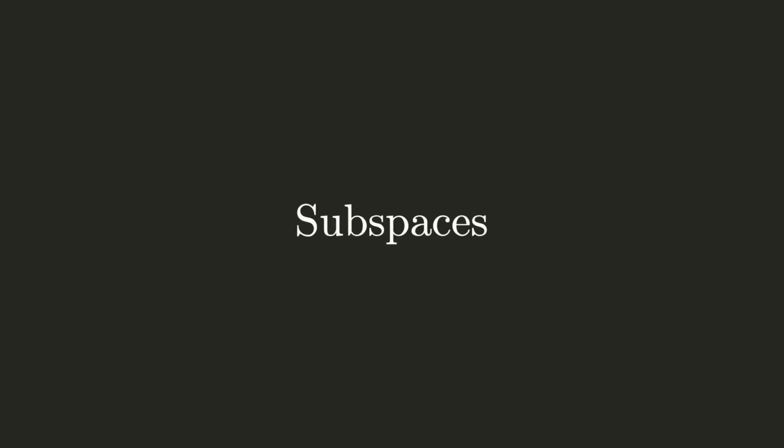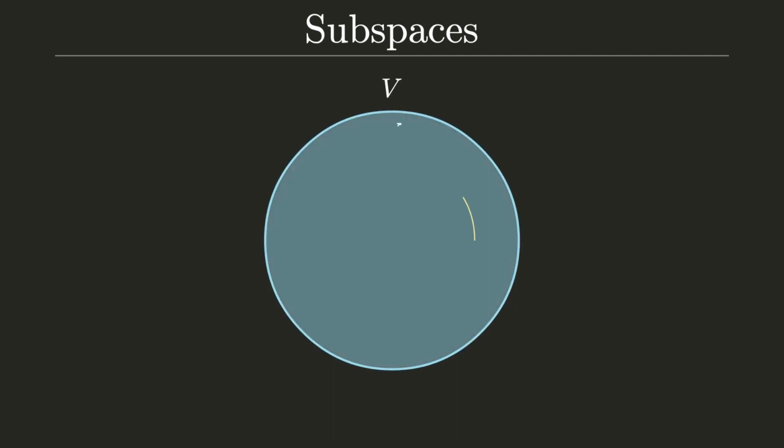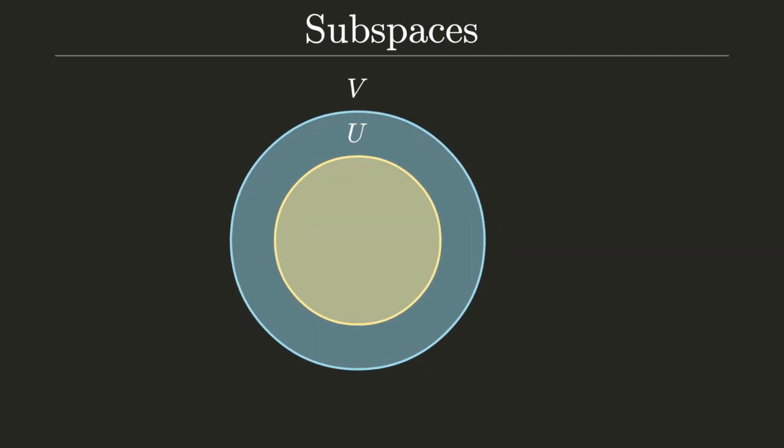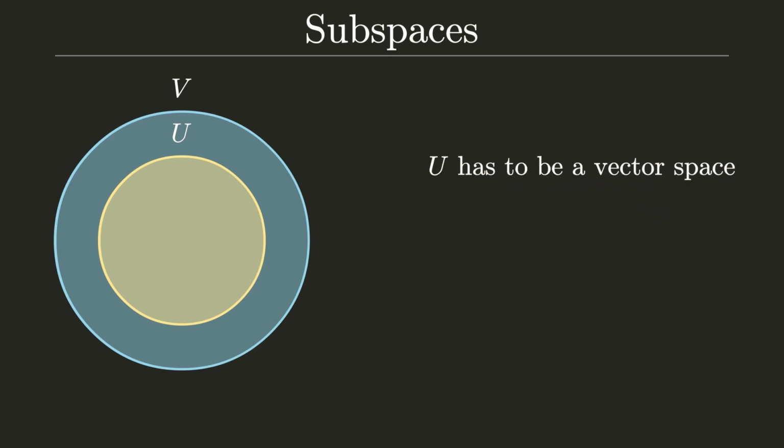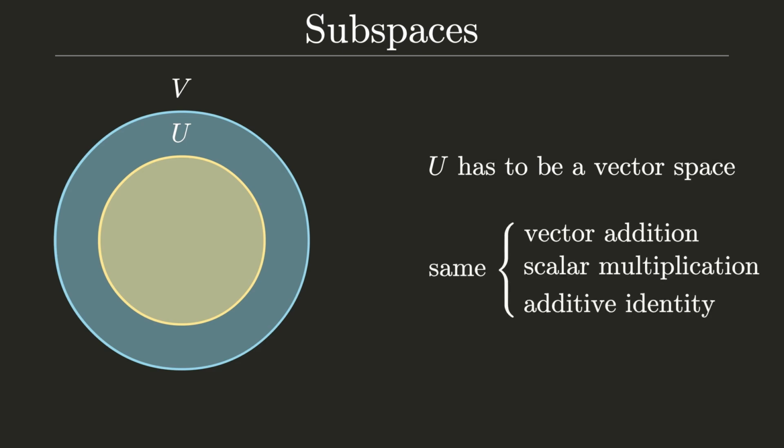Next, we're going to look at what are called subspaces. Suppose V is a vector space and U is a subset of V. Then is U automatically a subspace? Quite obviously, the answer is no, since we call it a subspace. A subset must be a valid vector space to be a subspace. And of course, that's under the same vector addition, scalar multiplication, and additive identity.